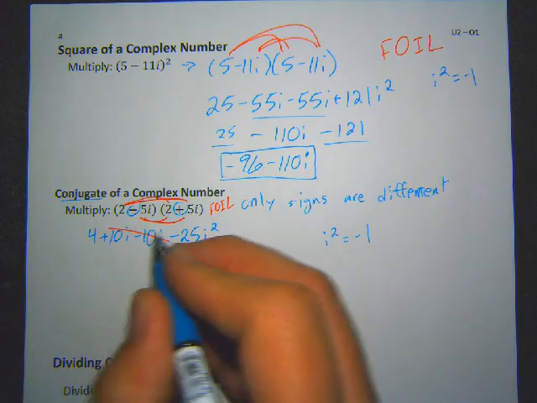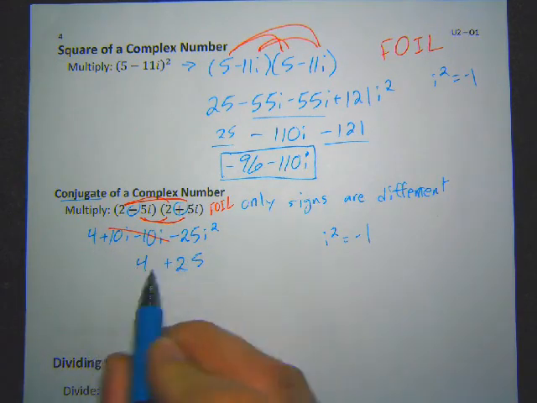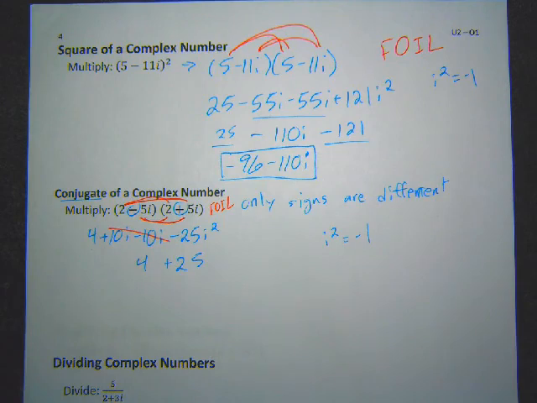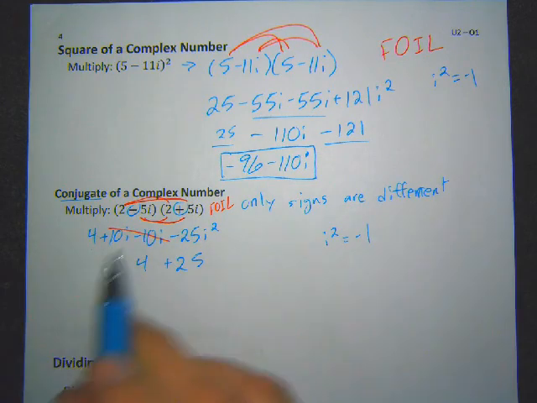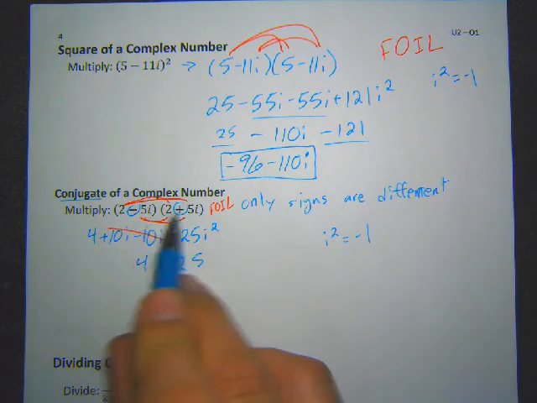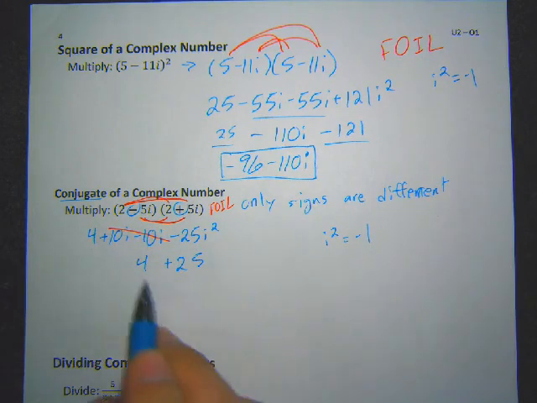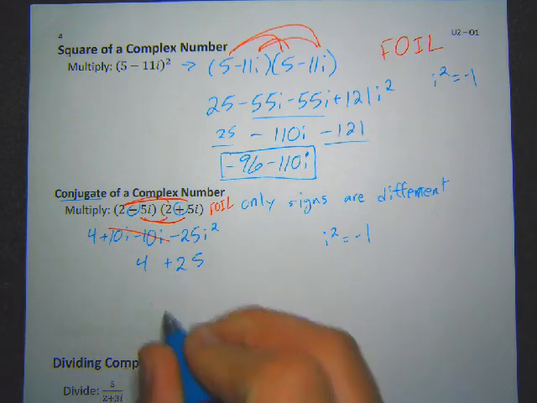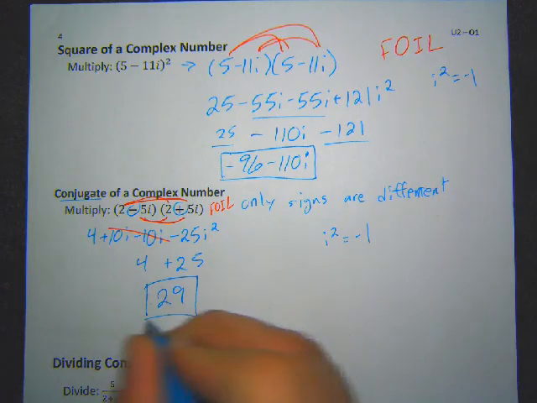Okay, over here I still have the 4, so I'm going to write the 4 down. And I'm down to numbers that don't have any i's. And that's what's special. If you take two conjugates and you multiply them together, you always end up with something that becomes real. 4 plus 25 just gives me a plain old 29 with no imaginary part.